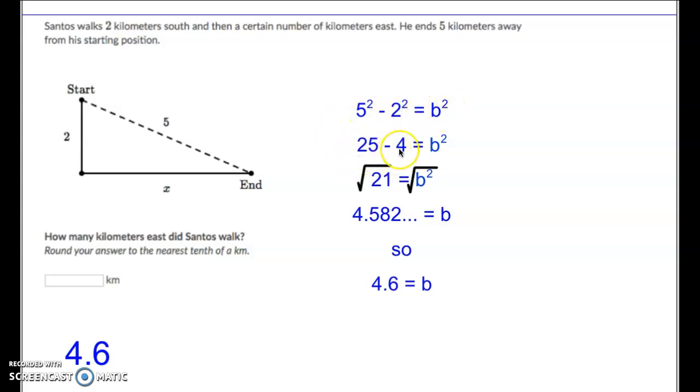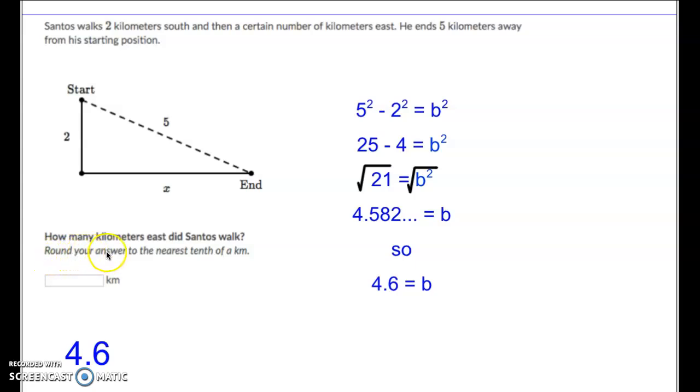So 25 minus 4, oh, excuse me, hold on. Sorry about that. 25 minus 4 is 21. Take the square root of 21. Ugh, square root of 21. That turns out to be 4.58257 dot dot dot. That's a nasty number. And guess what? Khan doesn't want it there.